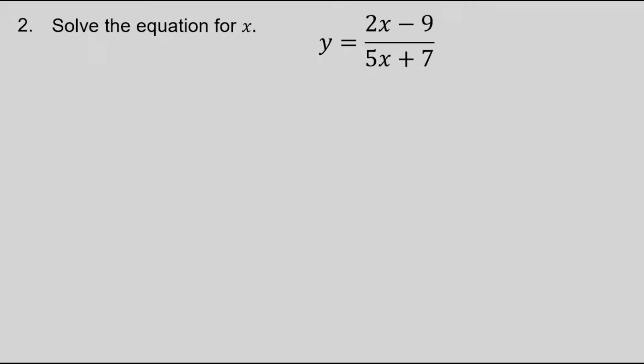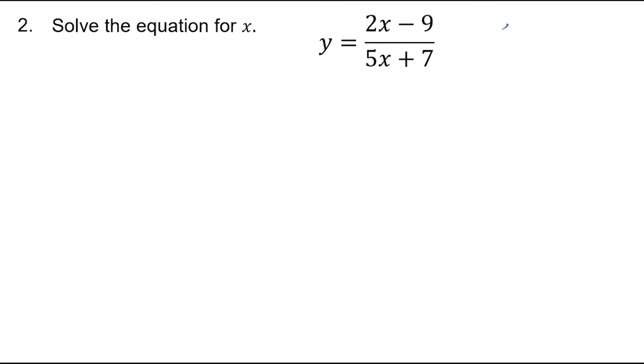Okay, so we have an equation here that says we need to solve for x. The form that it's in currently, it's solved for y, meaning that y is isolated by itself on one side of the equal sign. So when we're done with this problem, we want to have x isolated by itself on one side of the equal sign.